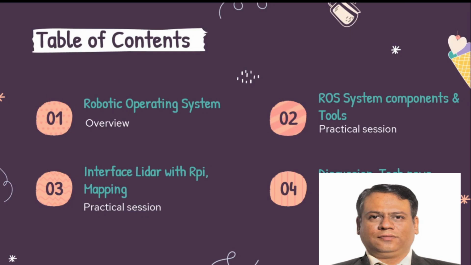So first of all, we are going to see about the robotic operating system, and then about the Lidar, and then we are going to see ROS system components and tools, and we are going to interface Lidar with the Raspberry Pi for some basic applications like mapping with the help of ROS, and finally, of course, we are going to have the discussion, tech news, and then Q&A.